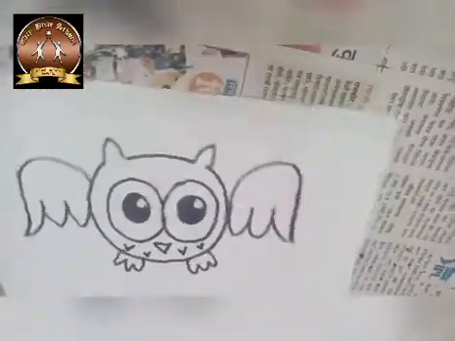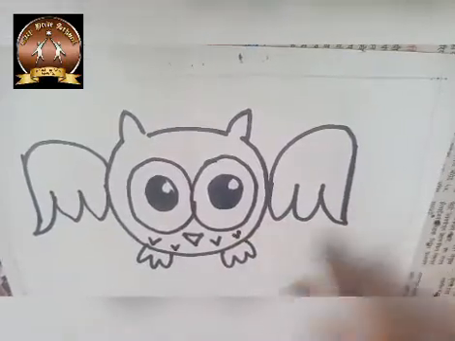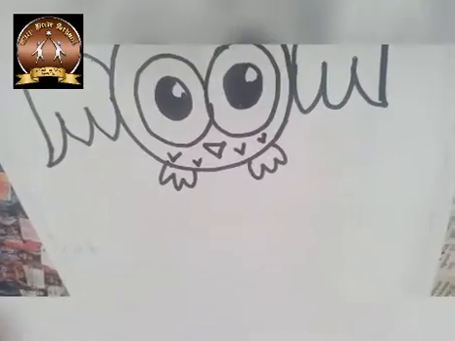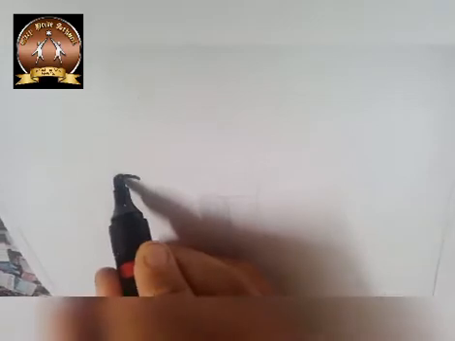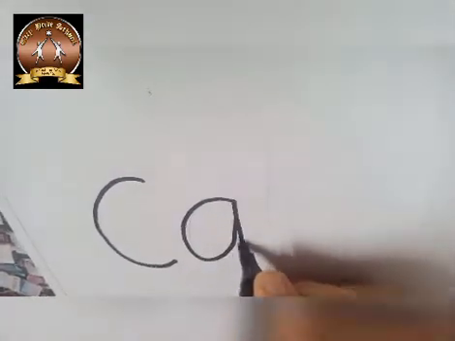Isn't it creative? With the help of lettering owl, we have drawn the picture of an owl. Now let's do the lettering of cat. Here, to draw the cat, we have to write C-A-T, cat.